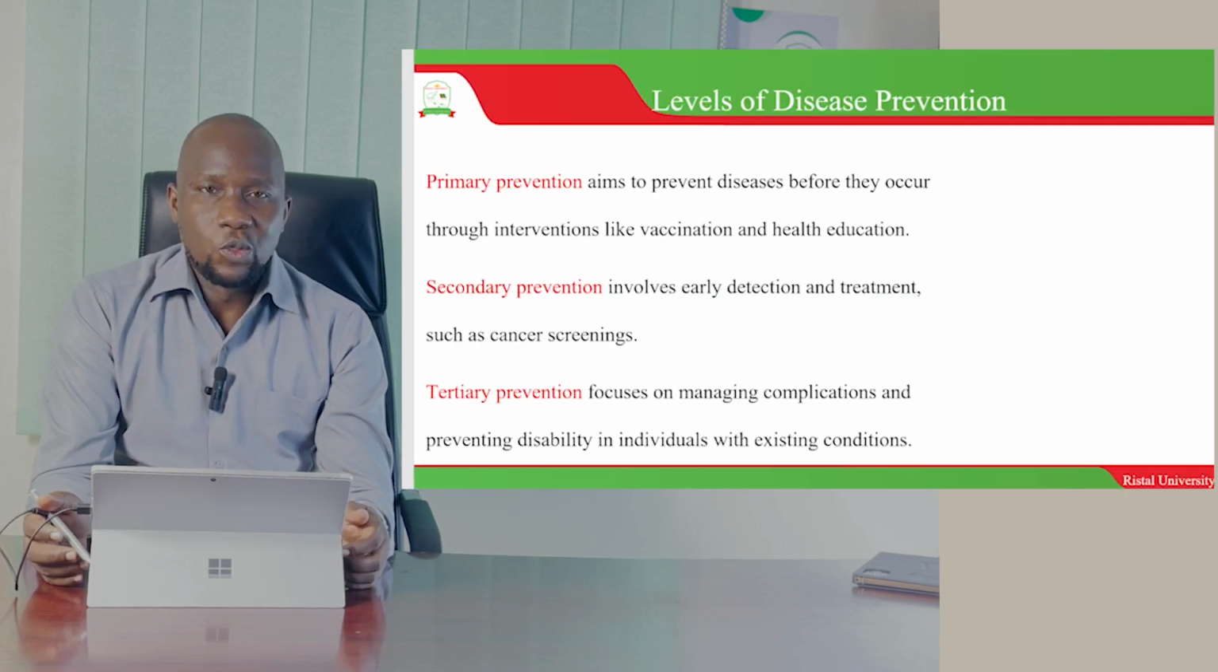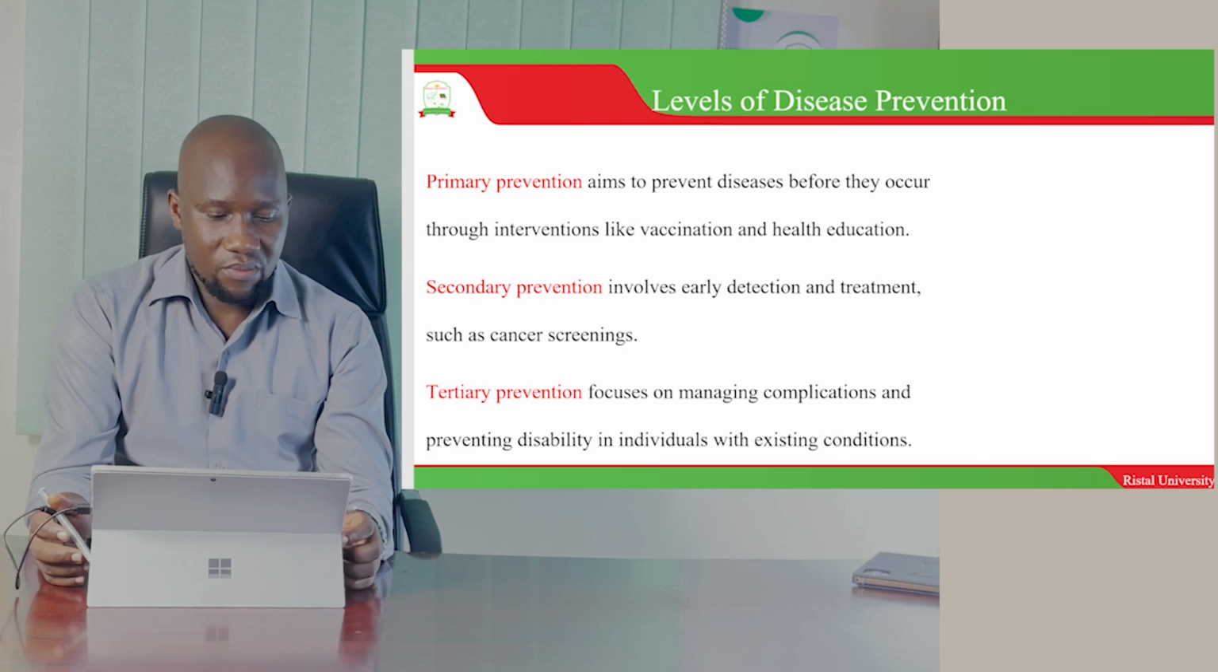And then now we move to what you already know: primary prevention, making sure that you prevent the disease from happening. You don't want a disease to occur. Proper nutrition, immunization, breastfeeding, these are primary prevention measures. Health education.